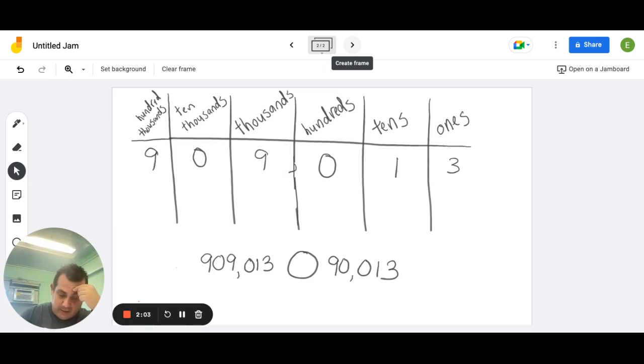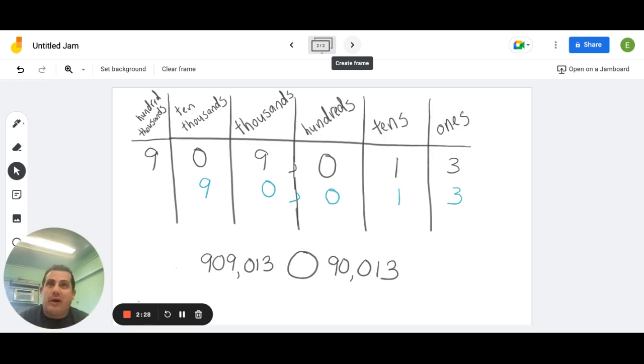Now I'm going to look at 90,013. I'm going to change the color and say there's a 3 in the ones, 1 in the tens, nothing in the hundreds, nothing in the thousands, and a 9 in the 10,000s. And there's my comma.